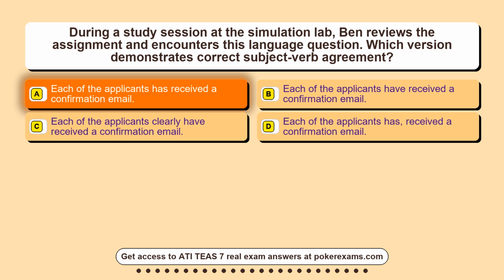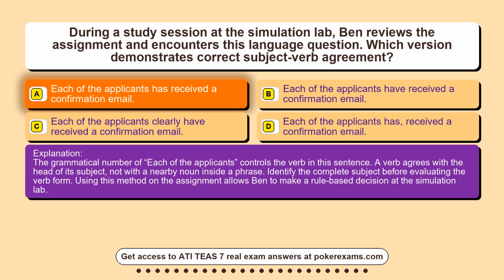The correct answer is option A. Each of the applicants has received a confirmation email. The grammatical number of each of the applicants controls the verb in this sentence. A verb agrees with the head of its subject, not with a nearby noun inside a phrase. Identify the complete subject before evaluating the verb form. Using this method on the assignment allows Ben to make a rule-based decision at the simulation lab.